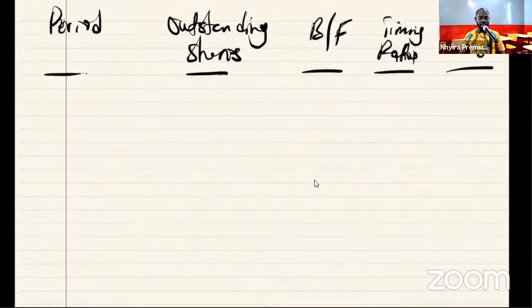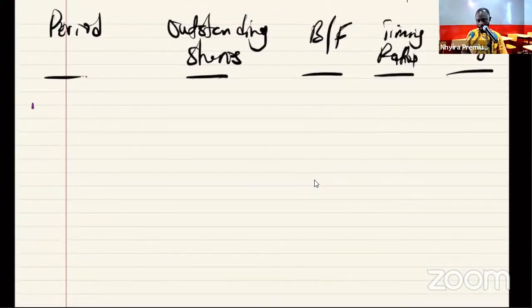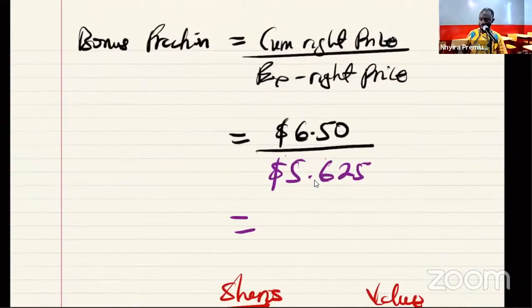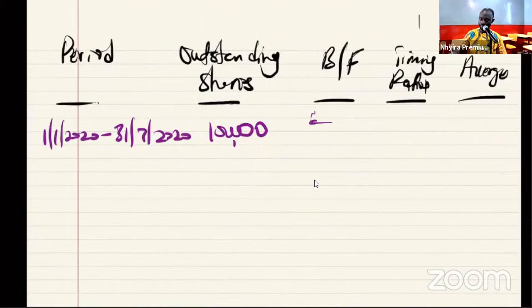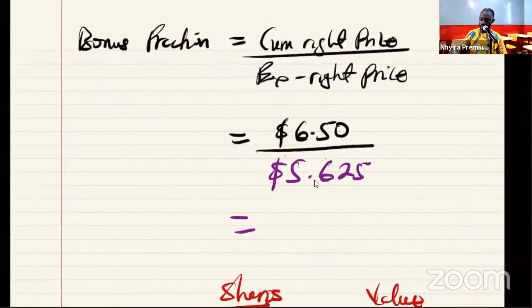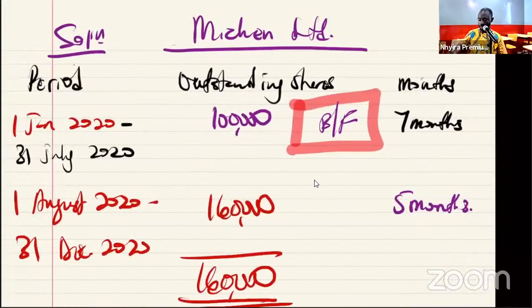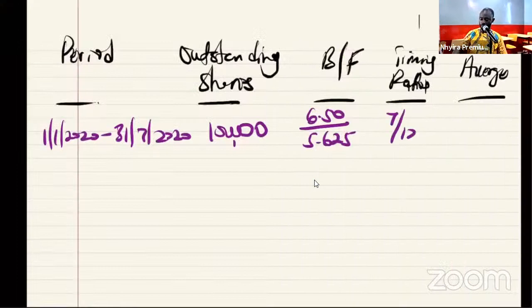So if we check this up, like we said already, 1st January 2020 to 31st July 2020, we're having 100,000 shares. We apply our bonus fraction, which we just calculated, 6.50 divided by 5.625. Our timing ratio is 7 months, so that's 7/12. We're going to multiply to get the average.